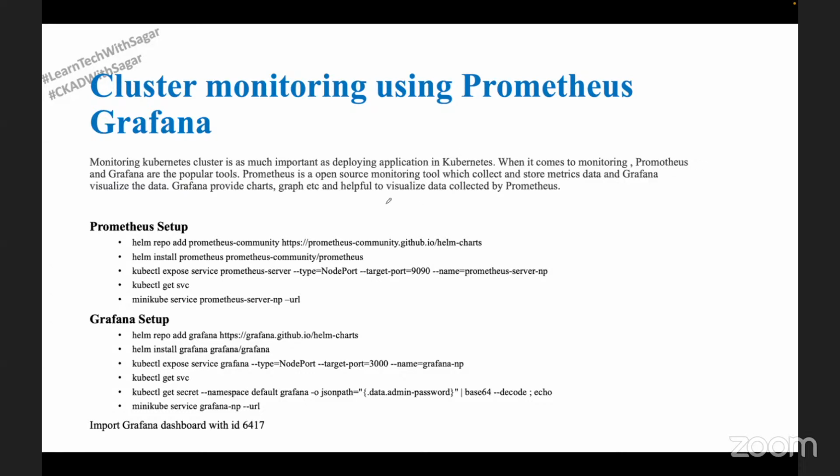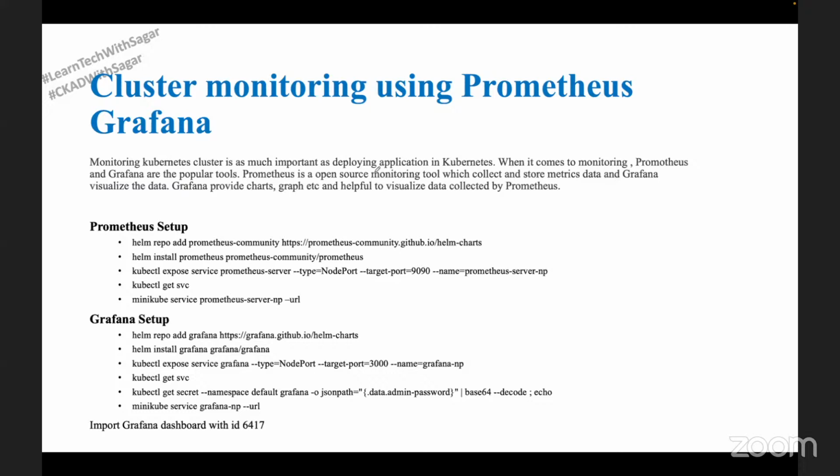When it comes to monitoring, Prometheus and Grafana are popular tools. Prometheus is an open source monitoring tool which collects and stores the metrics. Sorry, not in Grafana. It is the same as a metric server, but the metric server did not run. We are going to see, in the later part of the demo, Prometheus collecting the metrics of the Kubernetes cluster and Kubernetes resources.